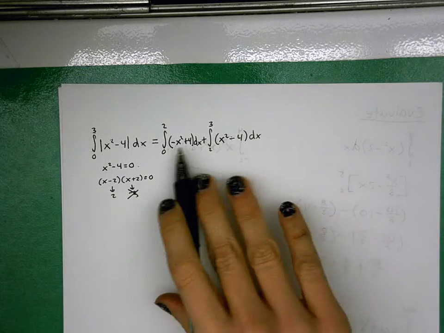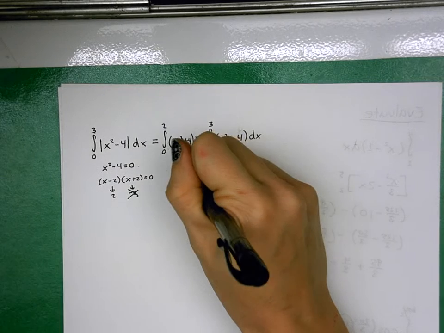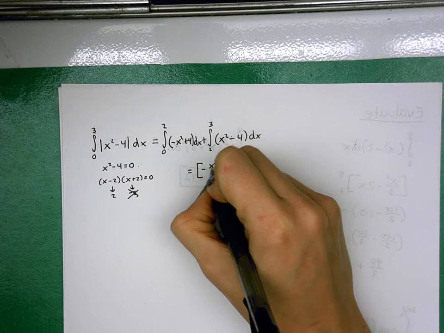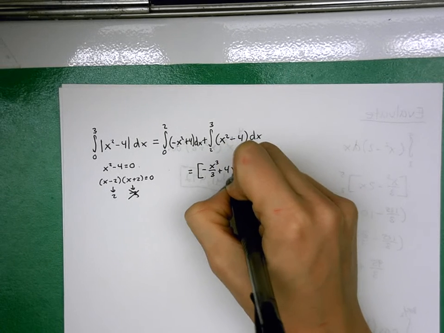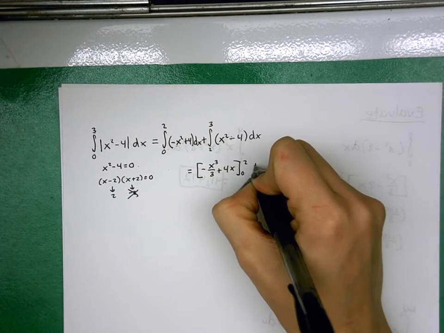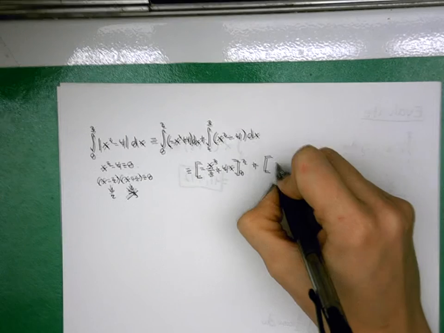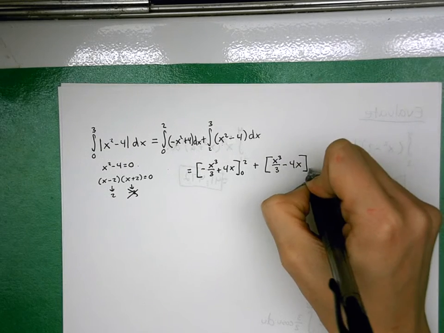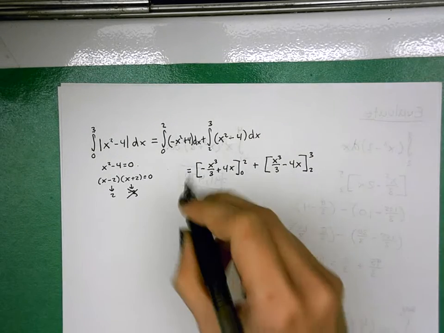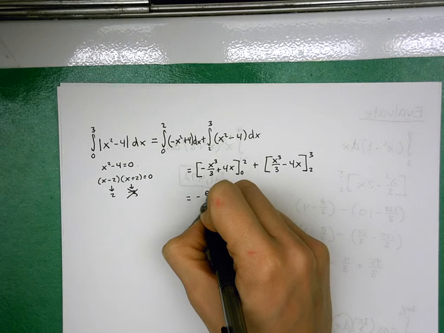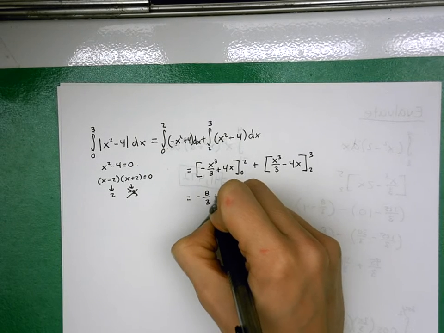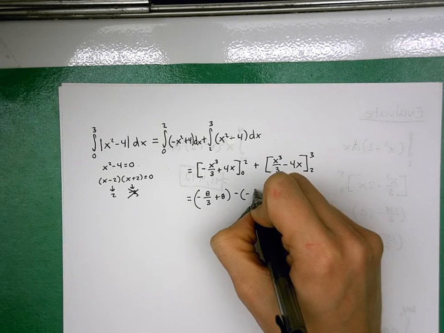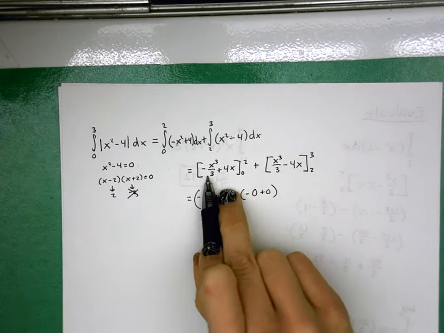Okay, so once you've done that, now we're on to the antiderivative, which is we're going to go ahead and add 1 to this exponent and divide by the new exponent. And same thing for the other one. We're going to add 1 to the exponent and divide by the new exponent. We're going to plug in our upper. We get -8 thirds plus 8. Minus, plug in our lower, which is going to be 0 plus 0.